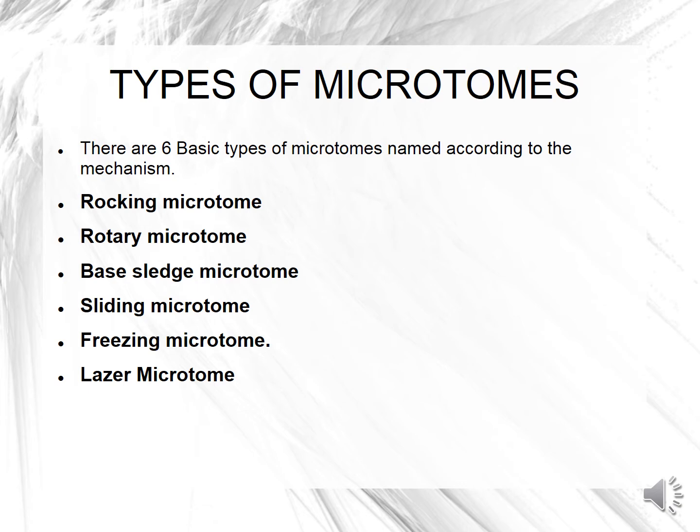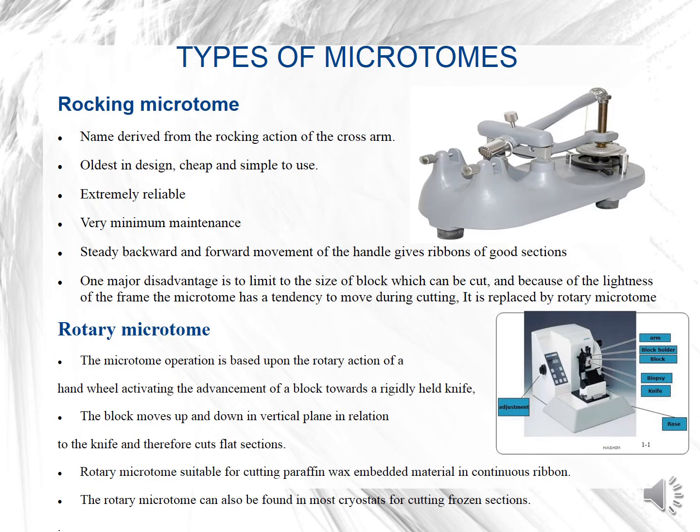Types of microtomes. There are basically six types of microtomes, named according to their mechanism. They are the rocking microtome, rotatory microtome, base ledge microtome, sliding microtome, freezing microtome, and laser microtome. Let us get a brief idea about each microtome.